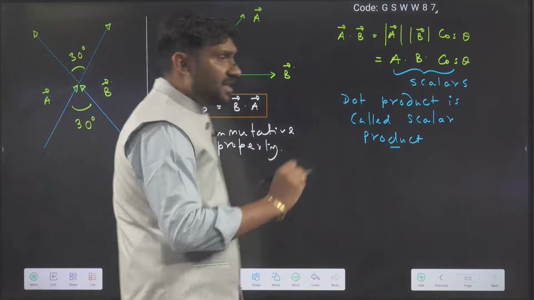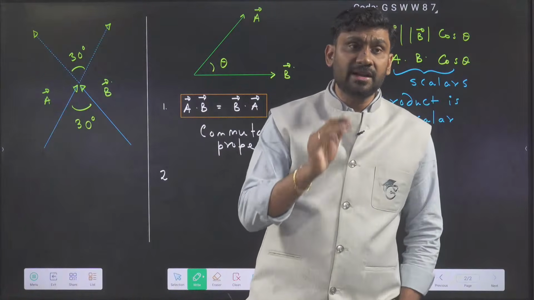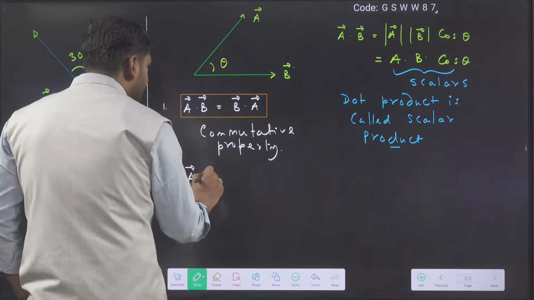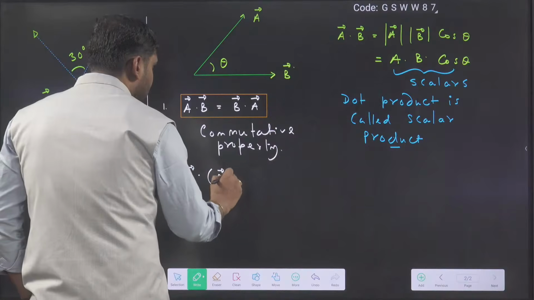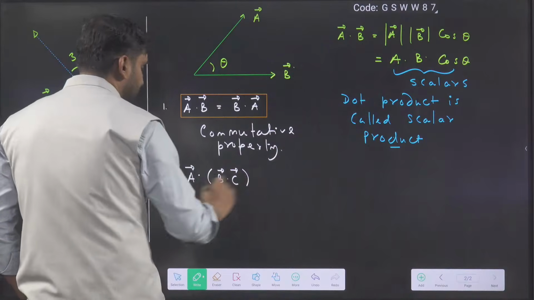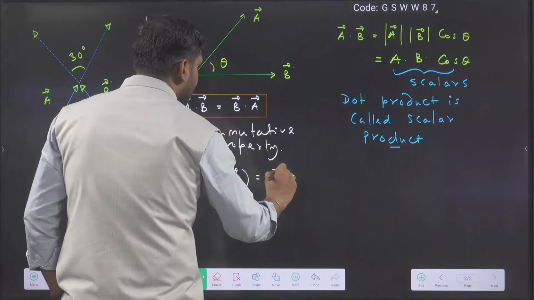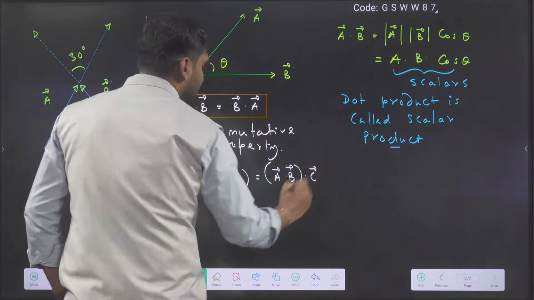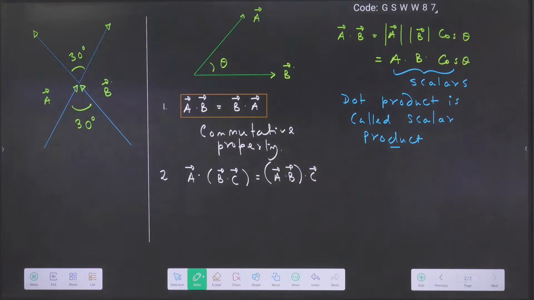Let us say there are three vectors, A vector, B vector and C vector. We can write, everyone look carefully, please pay attention. A vector dot B vector dot C vector is equal to, I can write A vector dot B vector dot C vector. Please note down.